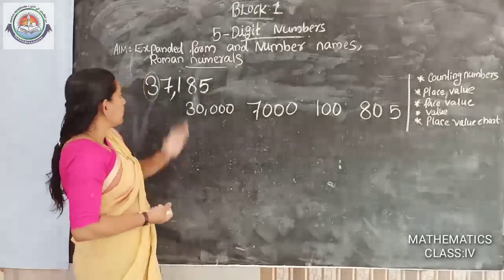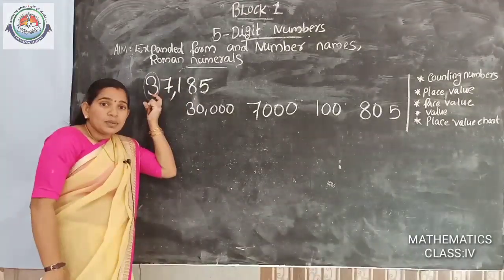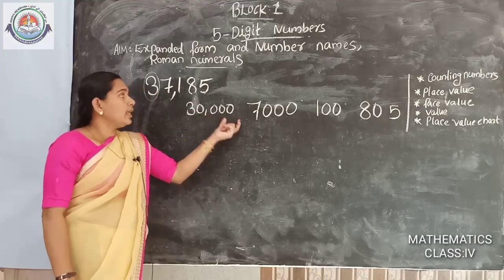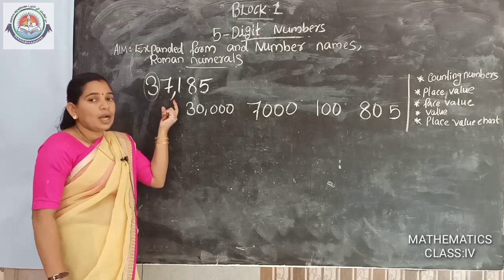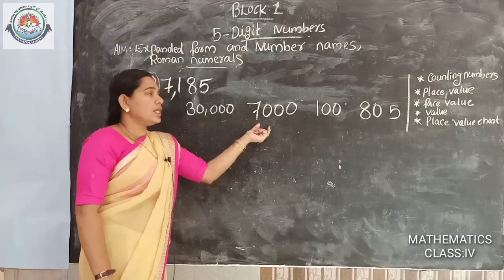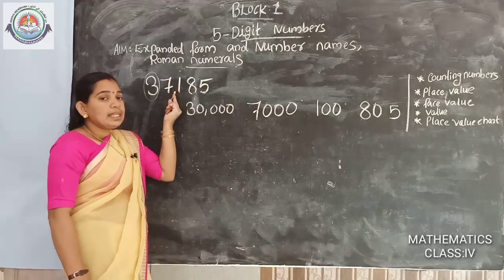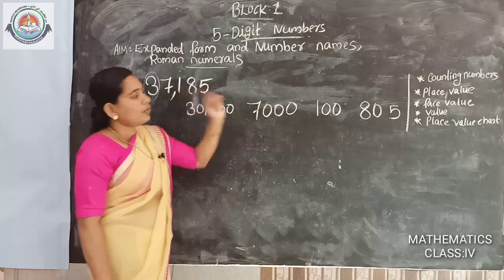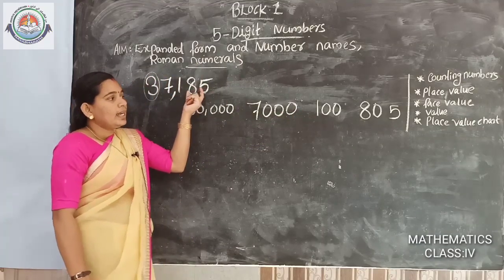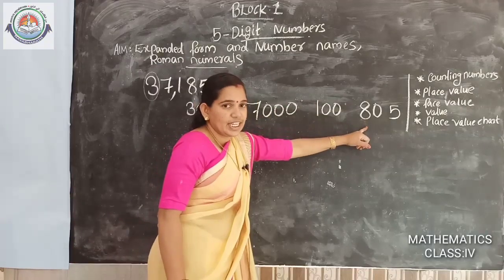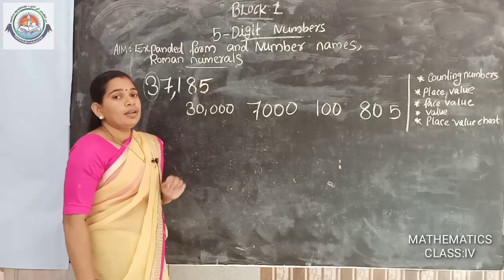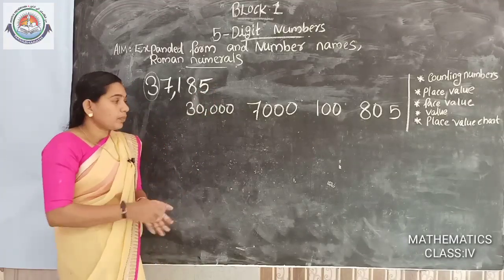Okay, once more. 3 is in the position of 10,000, so the value of 3 is 30,000. 7 is in the position of 1,000, so the value of 7 is 7,000. 1 is in the position of 100, so the value of 1 is 100. 8 is in the position of 10, the value of 8 is 80. 5 is in the position of ones, so the value of 5 is 5.